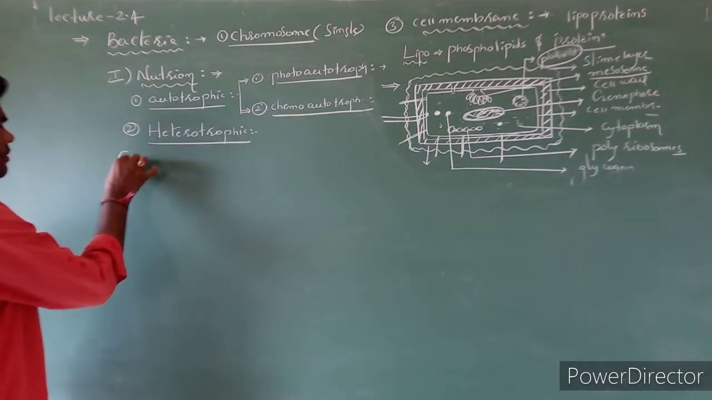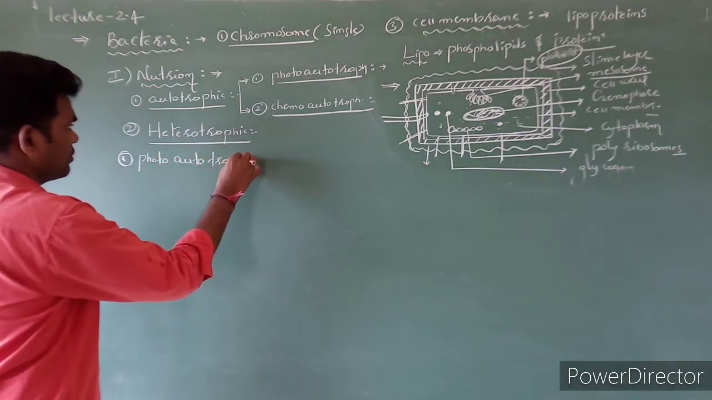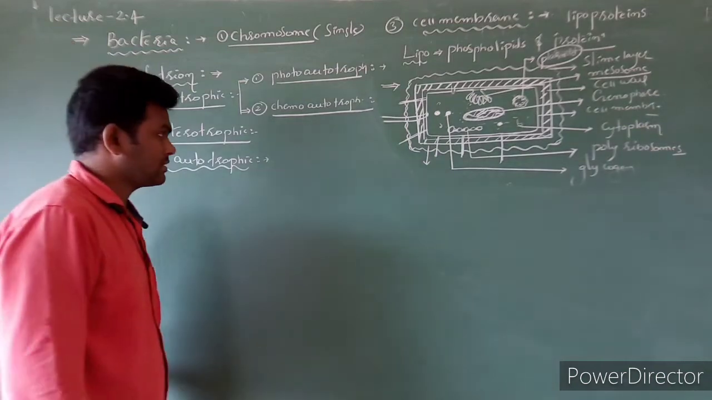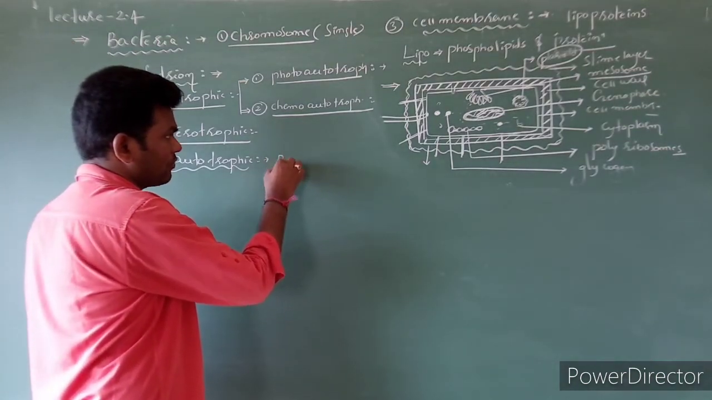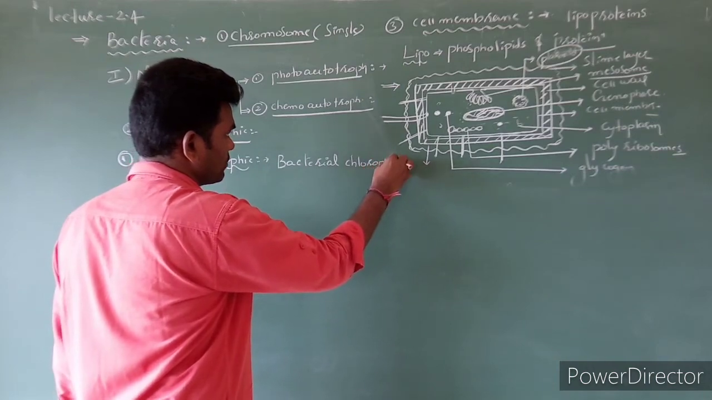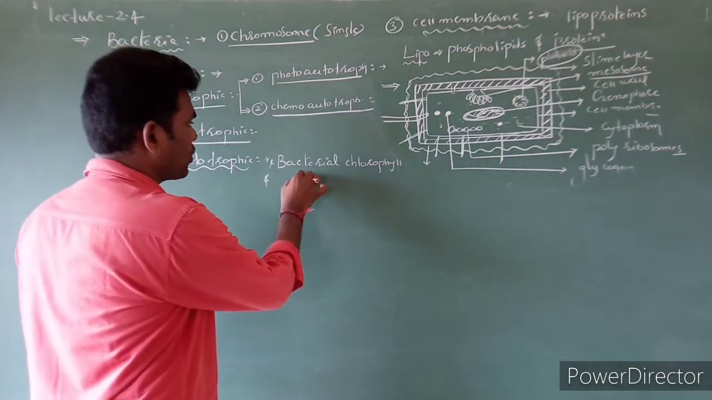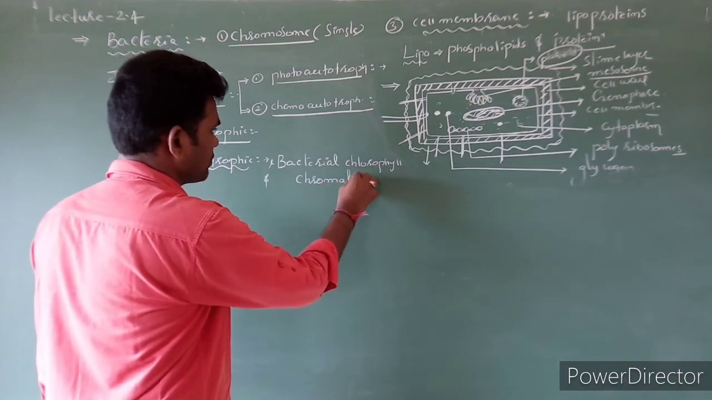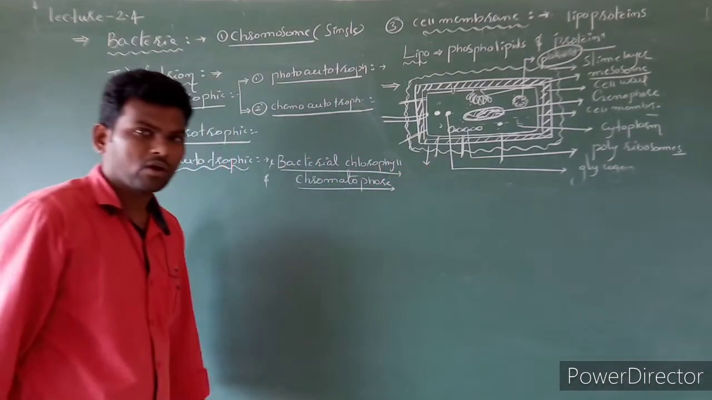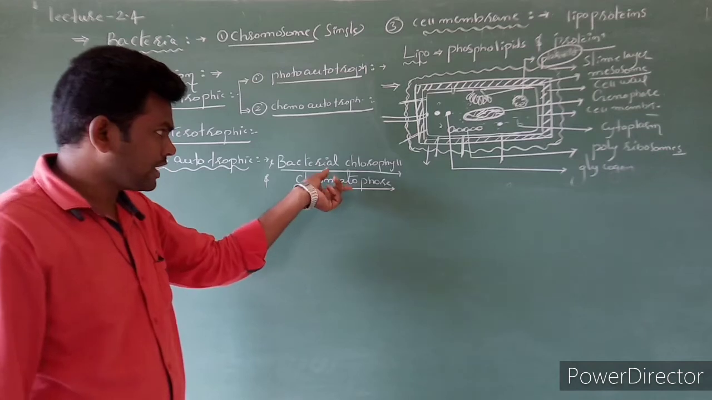First one, photoautotrophic. Photoautotrophic means what? Here, some of the bacteria contain bacterial chlorophyll, and also some bacteria contain chromatophores. Generally these two are equal to the chlorophyll of chloroplast. So simple. I hope you got the point. These two are equal to chlorophyll.